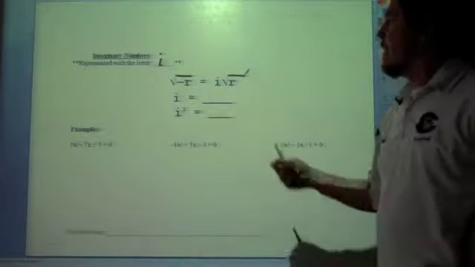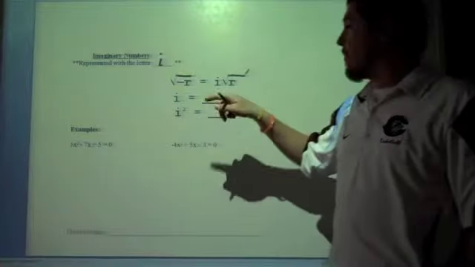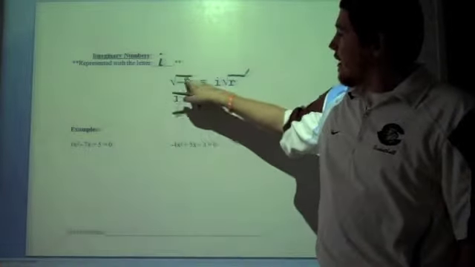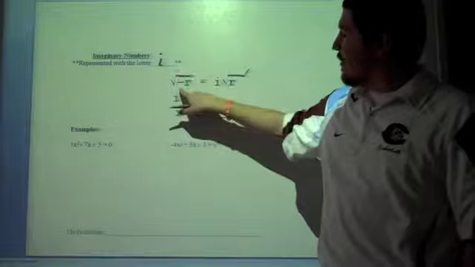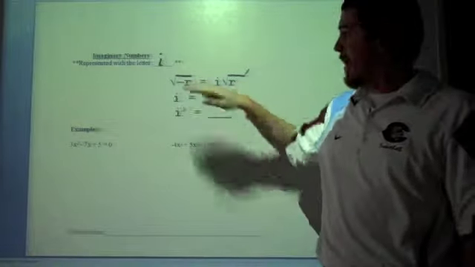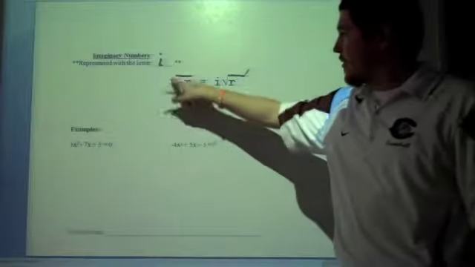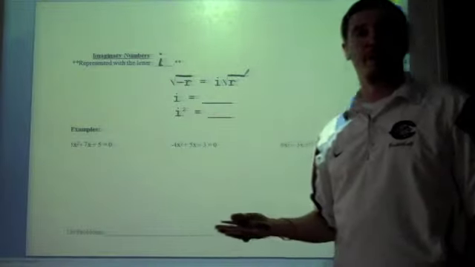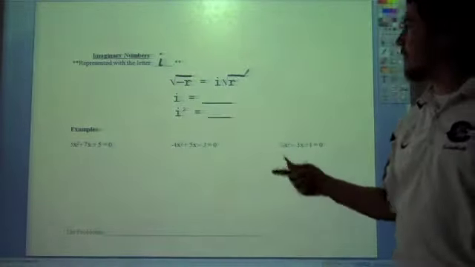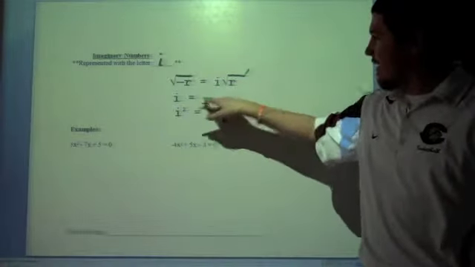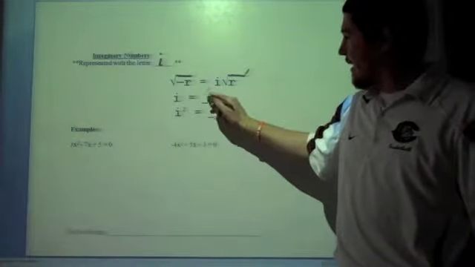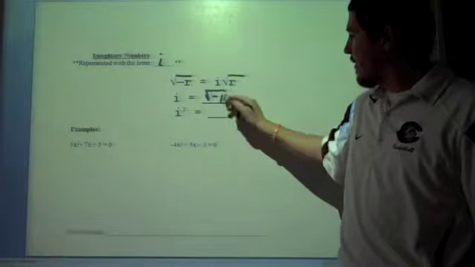But the definition of an imaginary number is, remember that we cannot take the square root of negative numbers. We've talked about that. It has to be a positive number in order to take the square root. Well, sometimes we get negative numbers inside a square root and we want to be able to simplify it as much as possible. So what we do is we take i, okay, and what i equals is i equals the square root of negative 1.